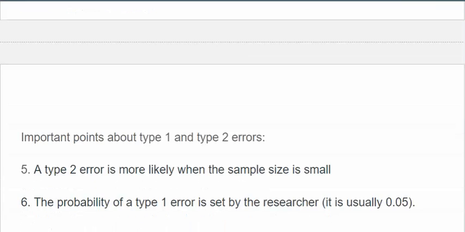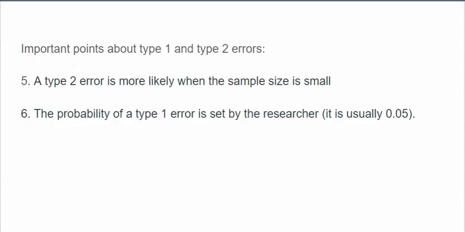And just a few more points here about type 1 and type 2 errors. A type 2 error is more likely when the sample size is small. That's because when you collect a small amount of data, you're more likely to miss something that is actually out there.